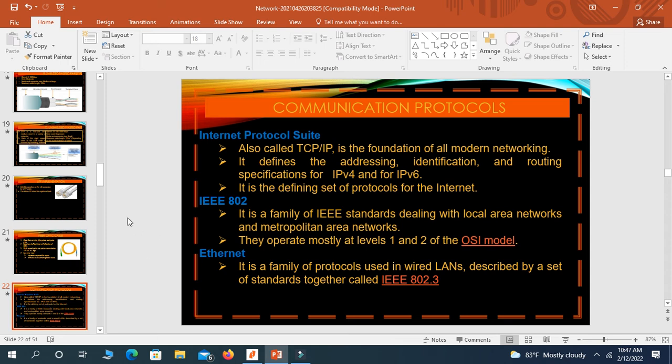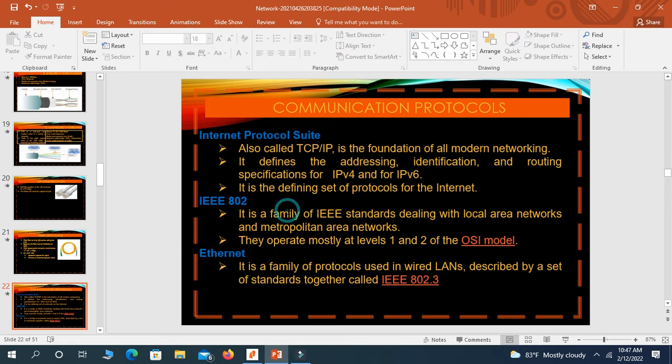Now the communication protocols. The internet protocol suite, also called TCP/IP, is the foundation of all modern networking. It defines the addressing, identification, and routing specification for IP version 4 and IP version 6. It is the defining set of protocols for the internet.